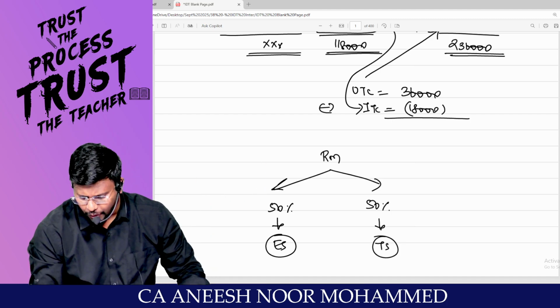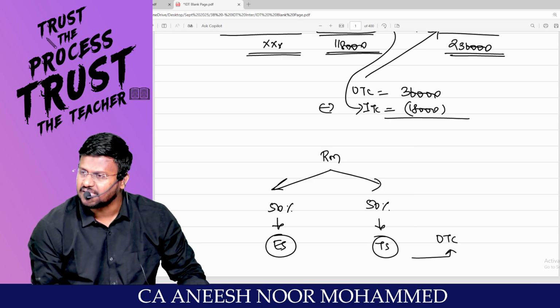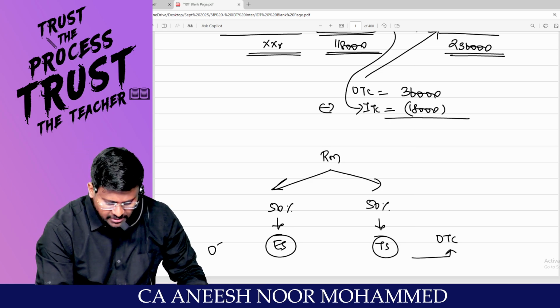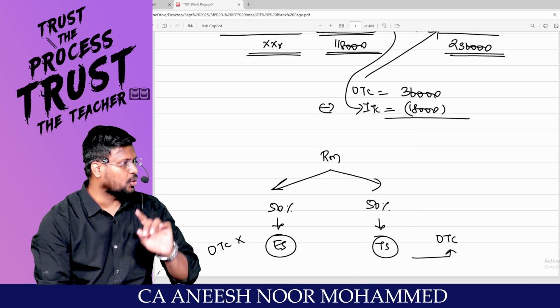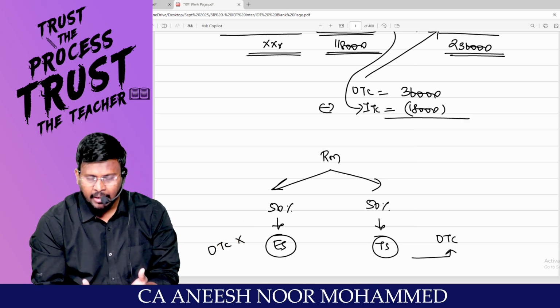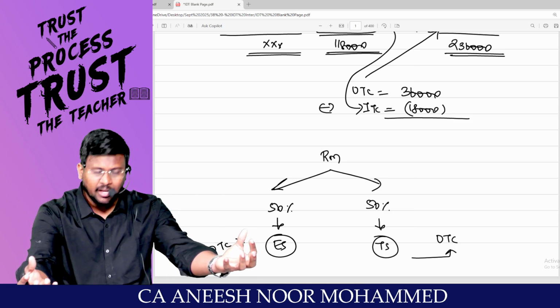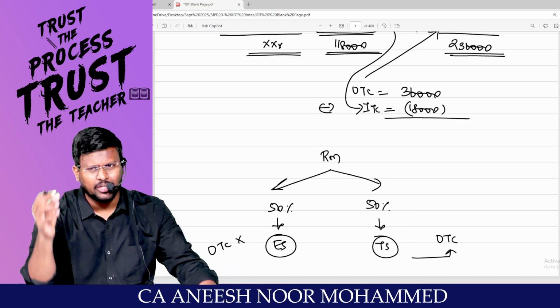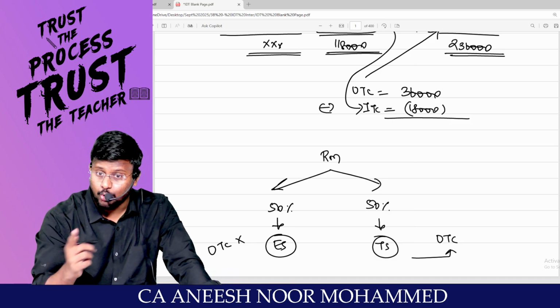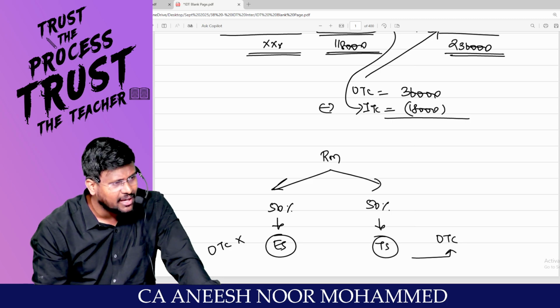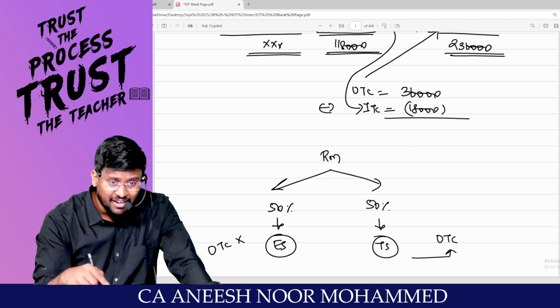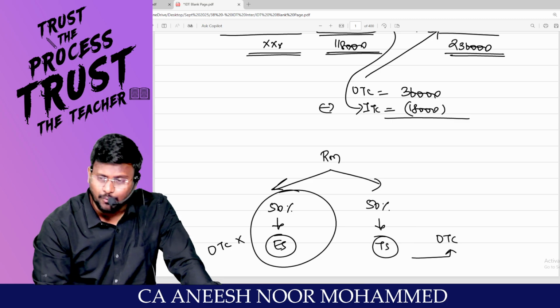That means only for the taxable supply they will collect output tax. For the exempt supply, will they collect output tax? No, sir. So if the raw material is converted into taxable and exempted, I will collect output tax only for the taxable portion. I will not collect output tax for the exempted portion.